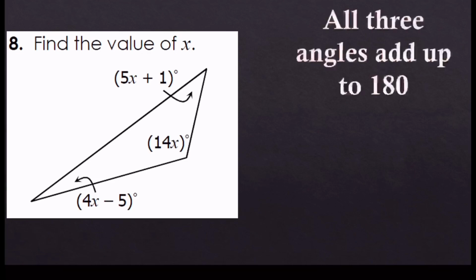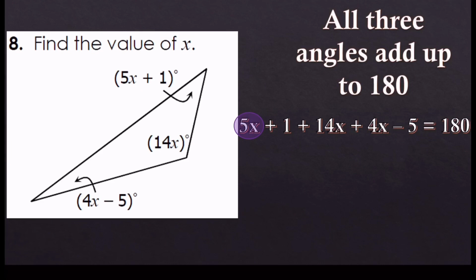So if I add them all up, add all 3 angles, add up to 180, I'd have 5x plus 1, 14x, and then 4x minus 5. I'm adding all of those together. I'm going to combine my like terms. Here I have a 5x, here I have a 14x, and here I have a 4x. When I add all of those together, I get 23x. With me? Then I have a positive 1 and a negative 5. When I add those together, I get a negative 4. And that's still going to equal 180.